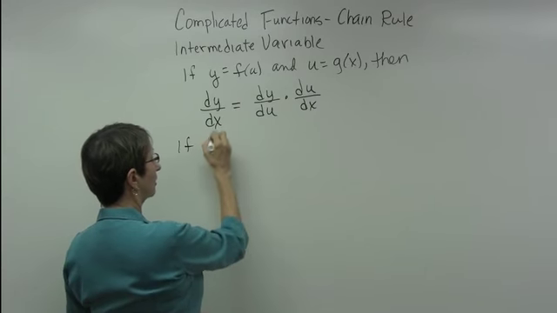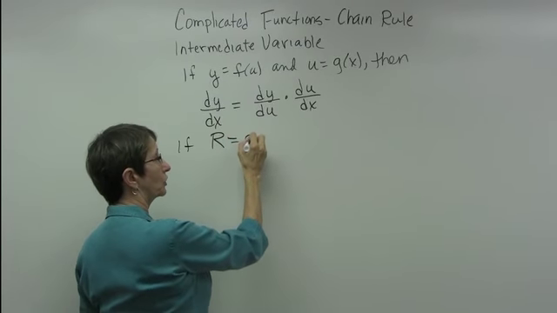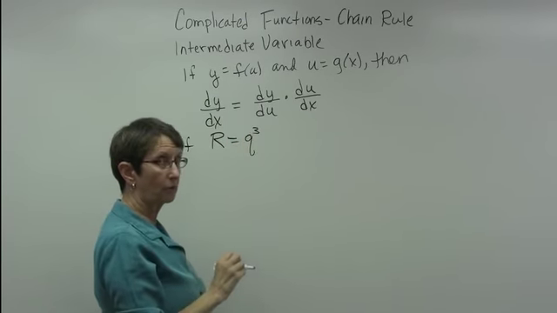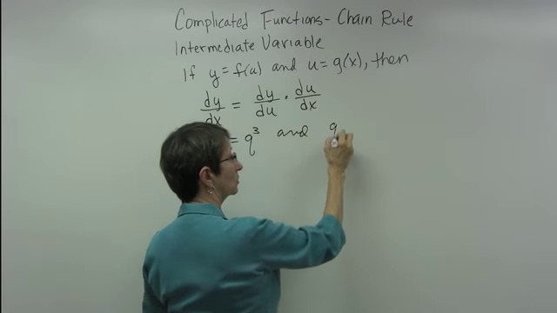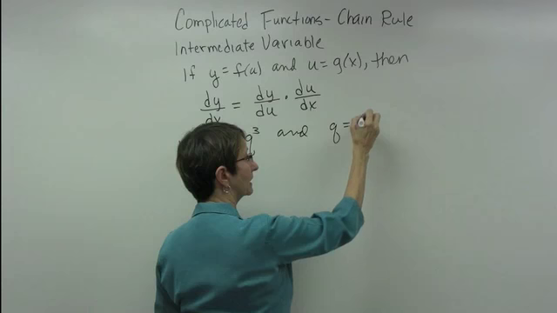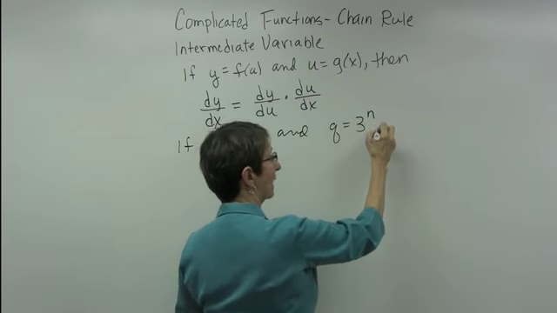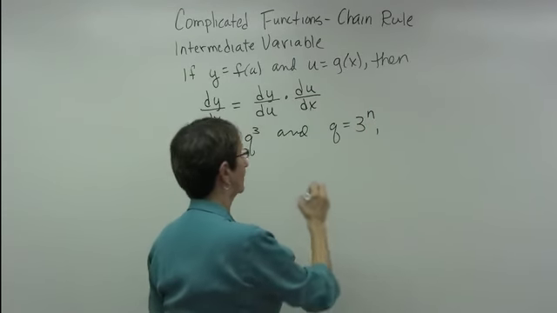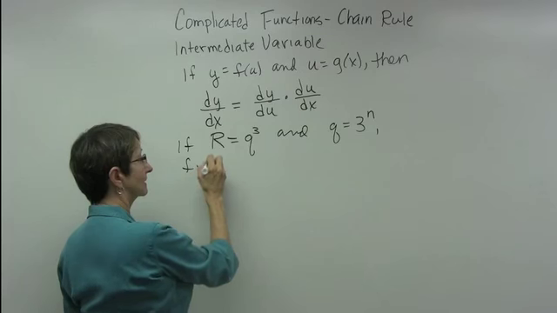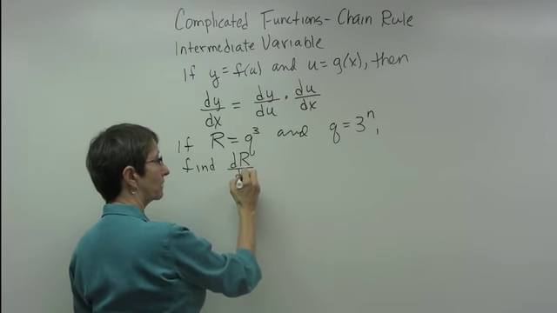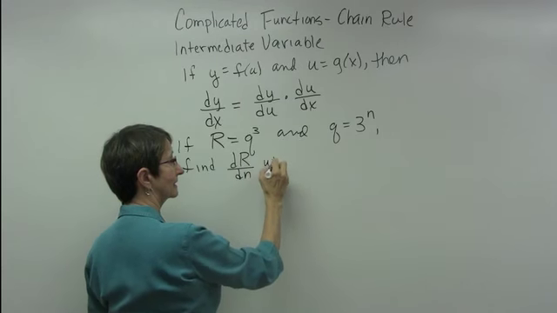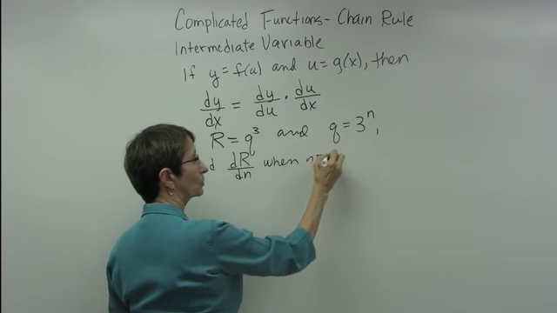If r is equal to q to the third power and q is equal to 3 to the n power, find the derivative of r with respect to n when n is equal to 2.